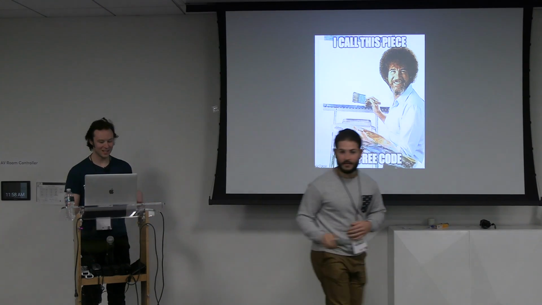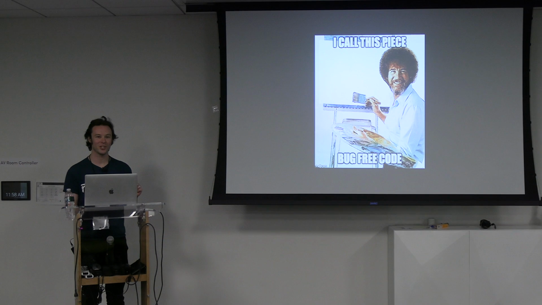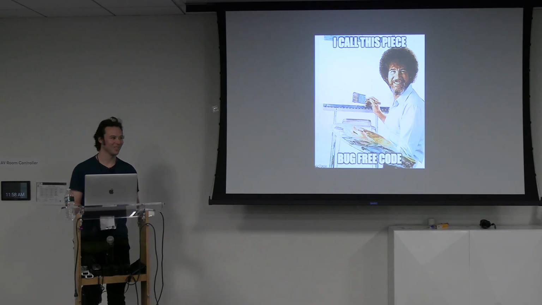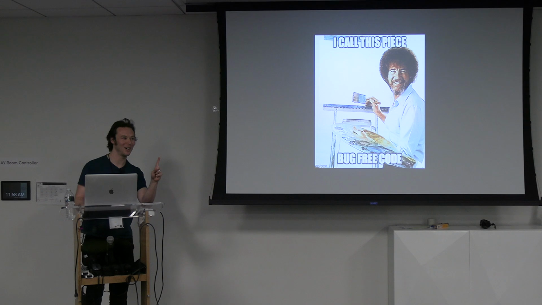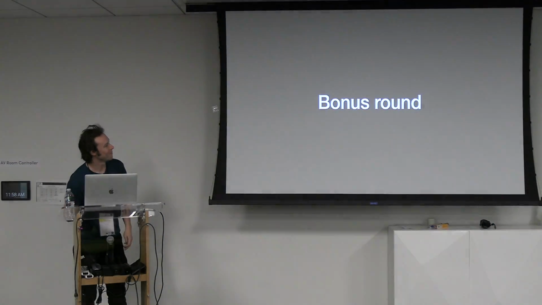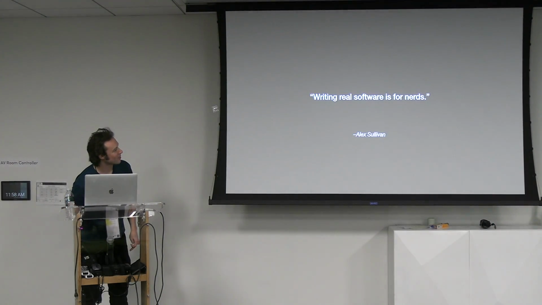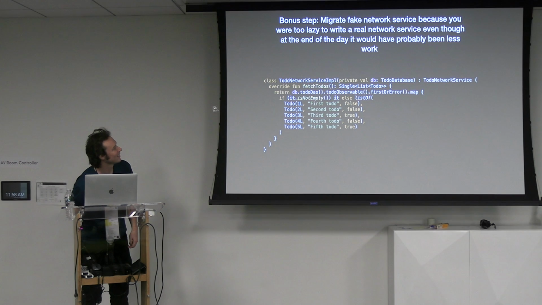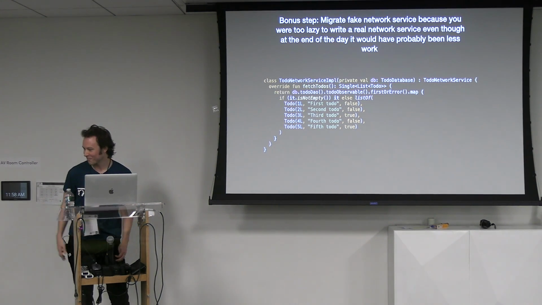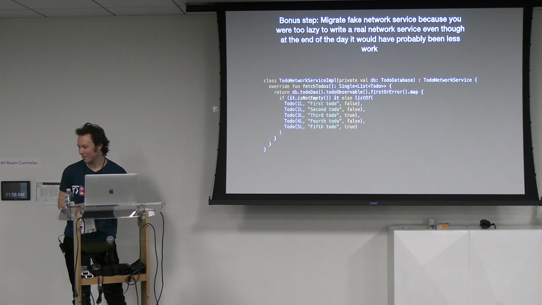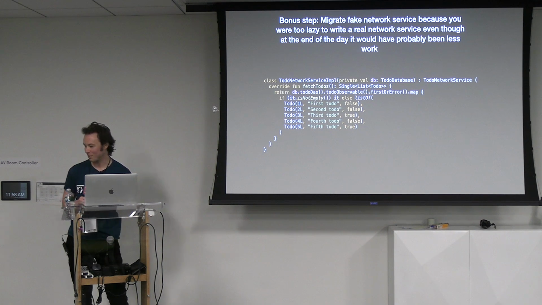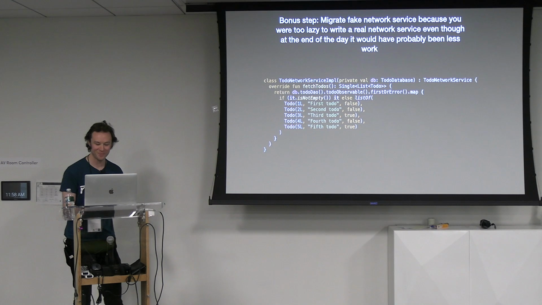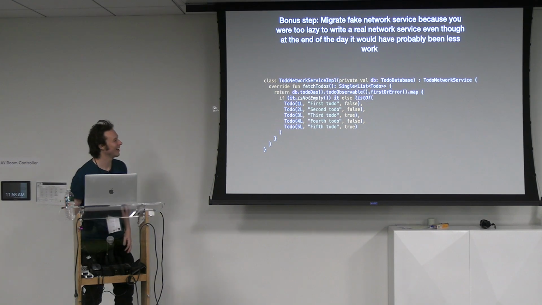If we have a few more minutes, I have one chunk of code that I'd love to show. I'm going to show that chunk of code real quick, so pause questions for 1 second. Bonus round. Writing real software for nerds, Alex Sullivan. Using a real API, just returning a list of nonsense. Bonus step, migrate fake network service because you're too lazy to write a real network service, even though at the end of the day it would probably be less work. Again, a lot of laughs.